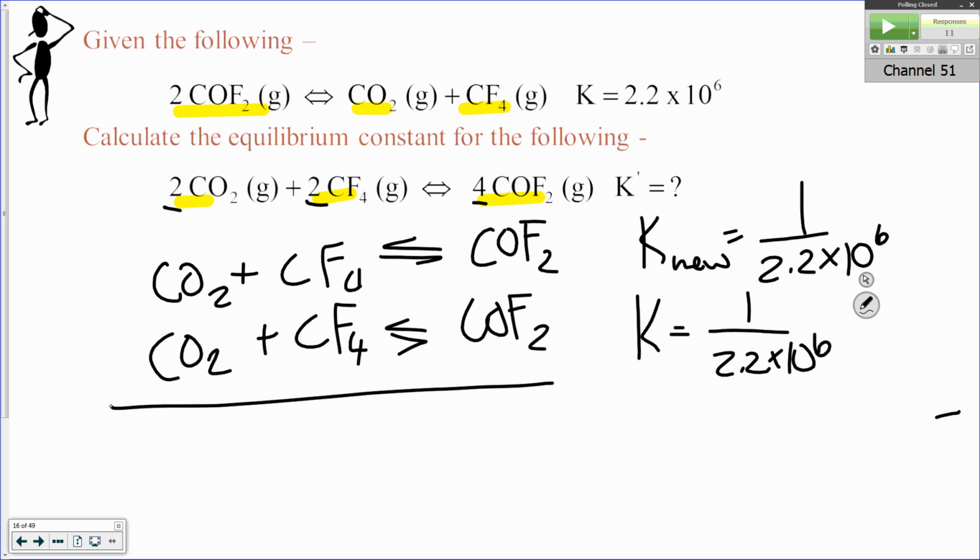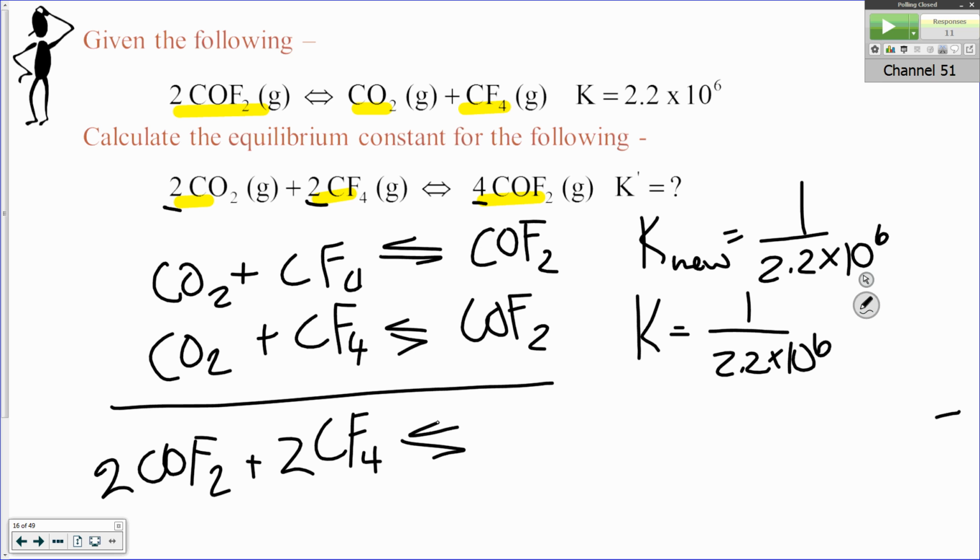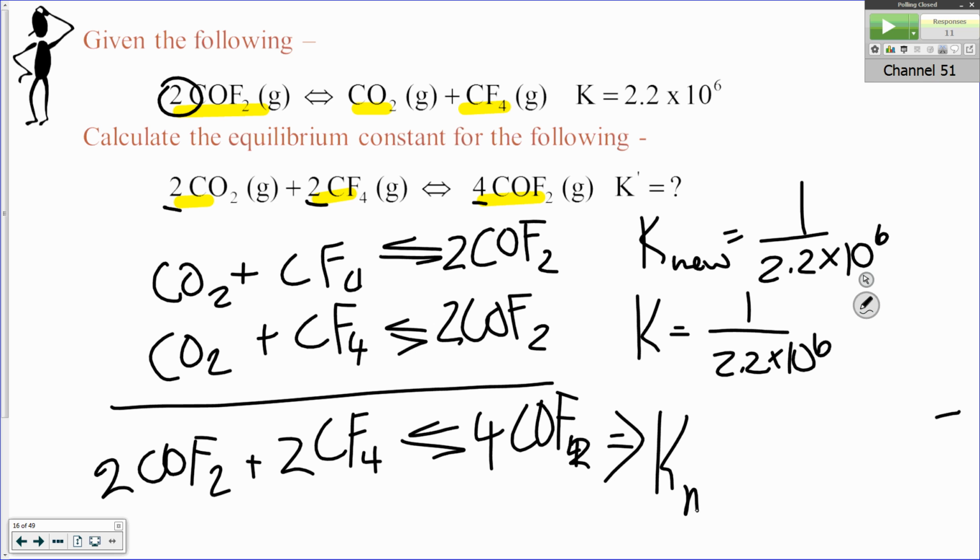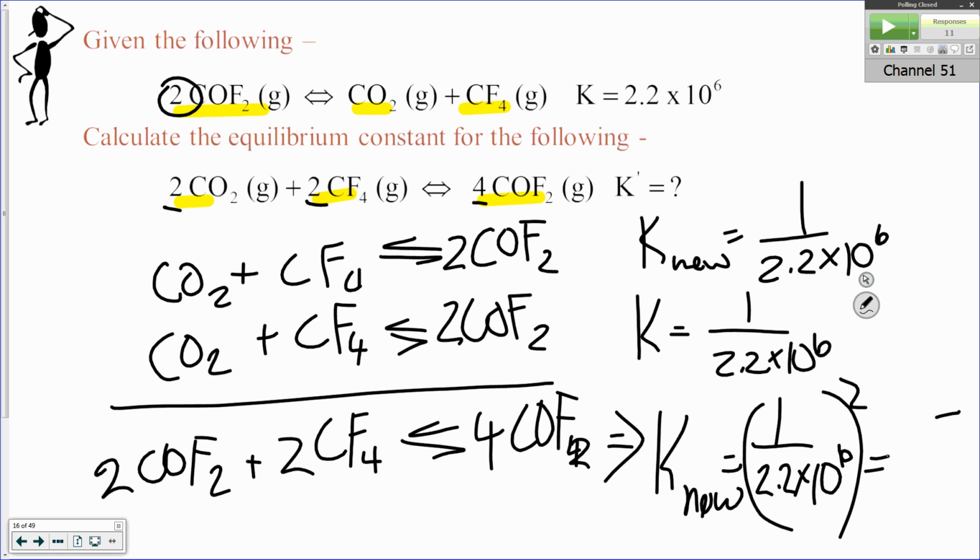So now when I add the two things together, I've got 2 CO2, 2 CF4, produce the, all right, this should have been 2 and this should have been 2. From that, 4 COF2, and the value for K new, which I'm looking for here, is equal to 1 over 2.2 times 10 to the 6, now squared. But I can take my calculator and find out what that is.